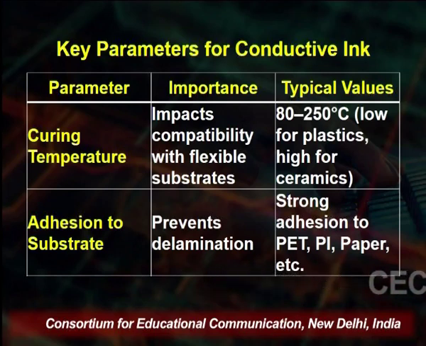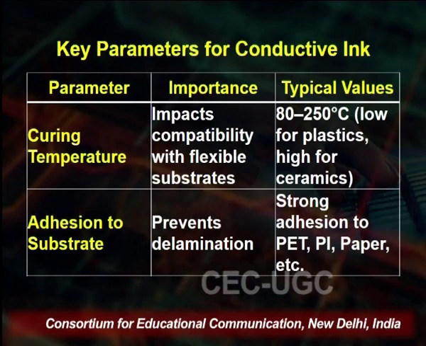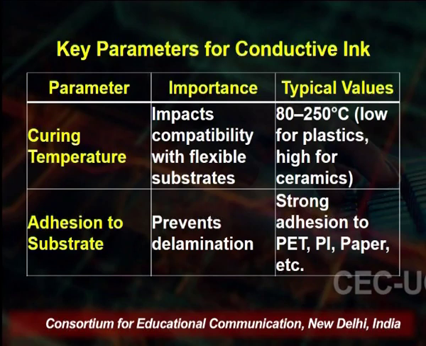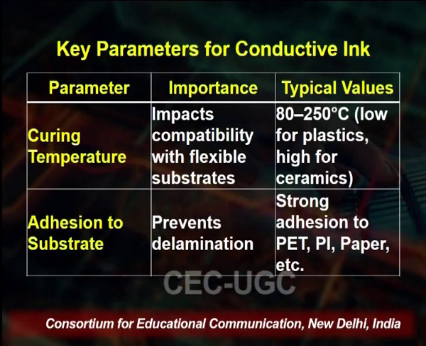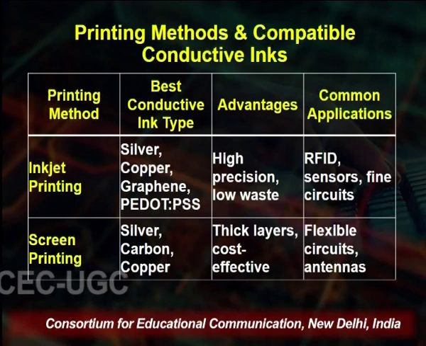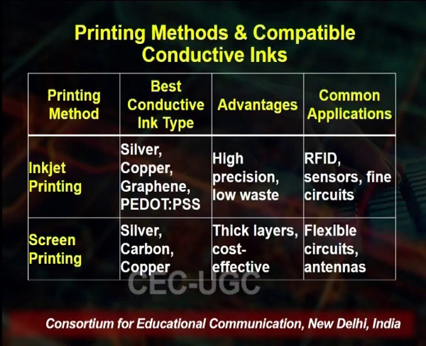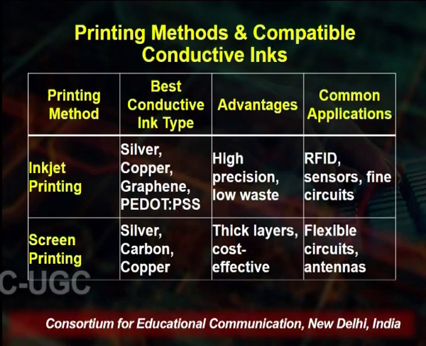And moreover, adhesion to the substrate prevents delamination, that is, a strong adhesion to PET, PI, paper and so on. Another is the printing method and its compatibility with the conductive ink. If we take inkjet printing, then we use silver, copper, graphene, PEDOT:PSS. It has high precision and low waste.